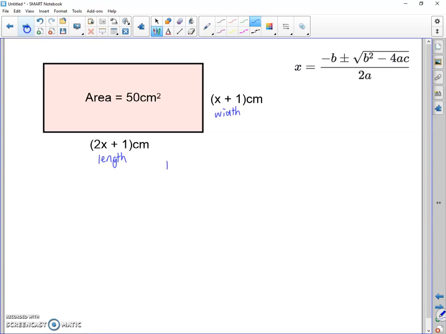So, length times width equals area. And if we put in what we know about this shape, the length is 2x plus 1. The width is x plus 1. And we know from the question that the area equals 50. I don't need to put the centimetres squared on, I'm only interested in the numbers. Notice as well I don't need a times sign between the two brackets, they're automatically timesing each other.